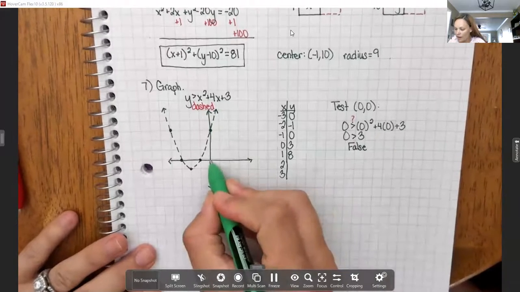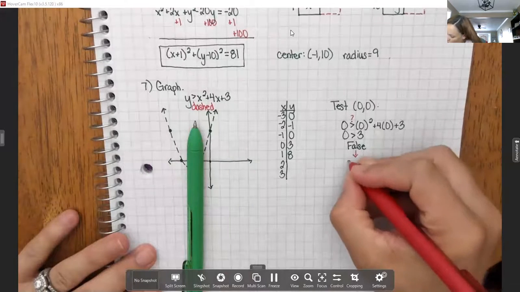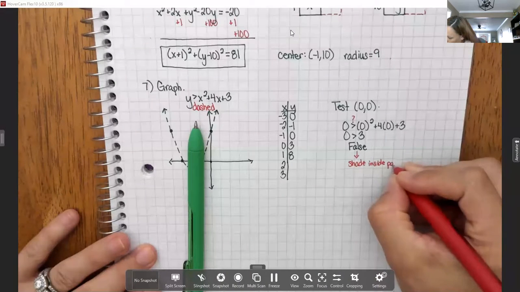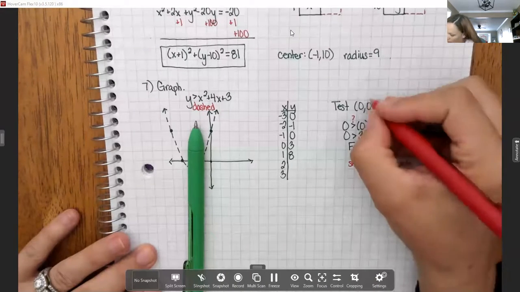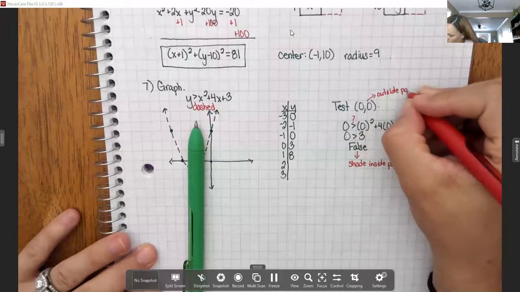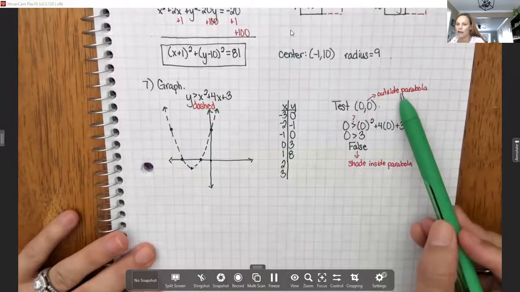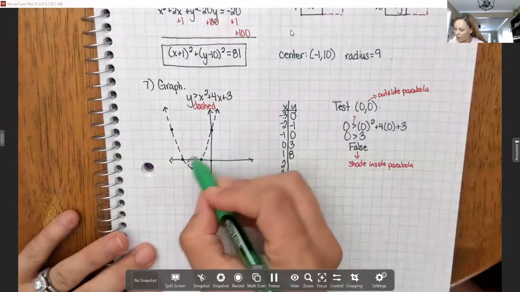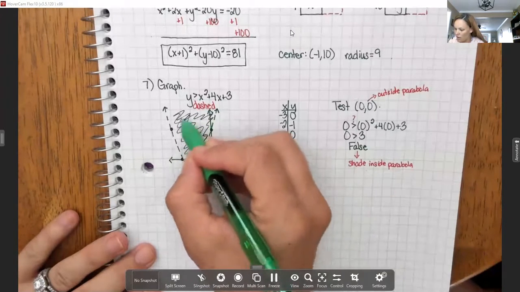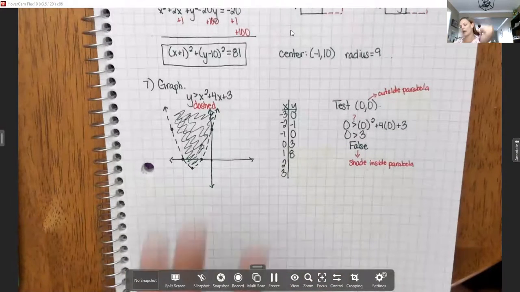So 0, 0 is here, outside of the parabola. Since this is false, that tells us we shade inside the parabola, because 0, 0 is outside. That was false, which means we shade inside. All of these points in here are solutions. And you don't cross your parabola. You can cross your axes, just not your parabola. And that's what that inequality looks like.